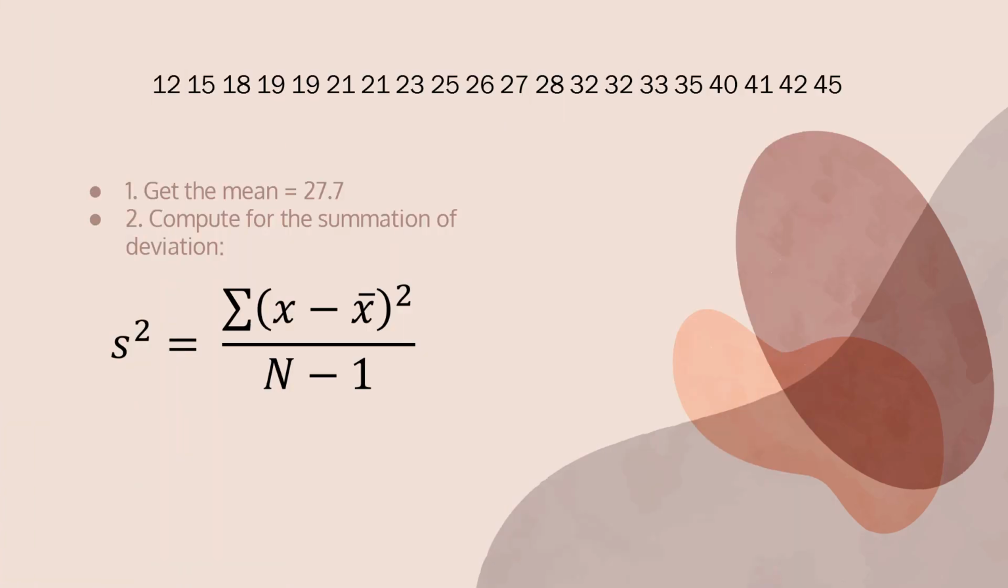Now, first step is to get the mean, which is 27.7. So again, if we compute for the mean, or the statistical average, all you have to do is add all the observations. So summate, and then divide it by the number of observations, which we know from earlier is 20. So again, we get the mean, 27.7.